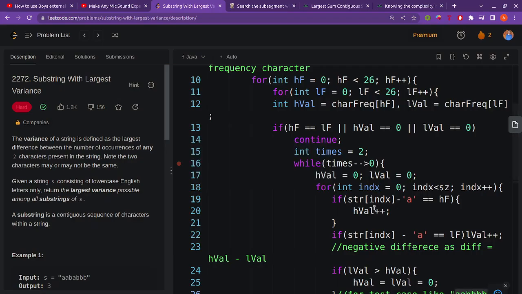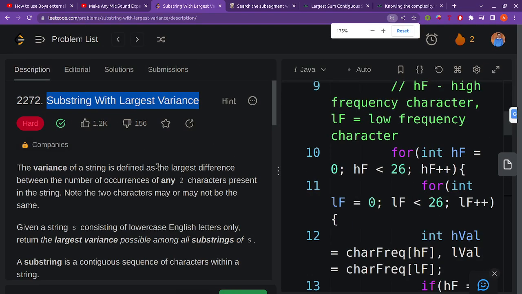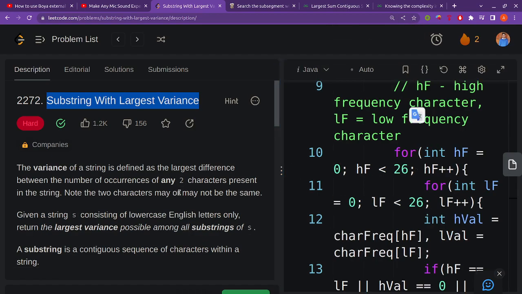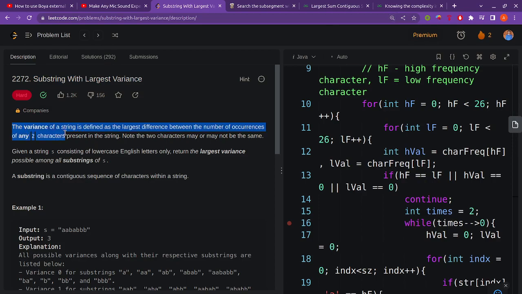Today we will be doing another Leetcode daily challenge and the problem's name is Substring with Largest Variance. According to the problem statement, the variance of a string is defined as the largest difference between the number of occurrences of any two characters present in the string. It is to be noted that those characters should be present in the string. You cannot take the frequency of characters which are not present in the string.